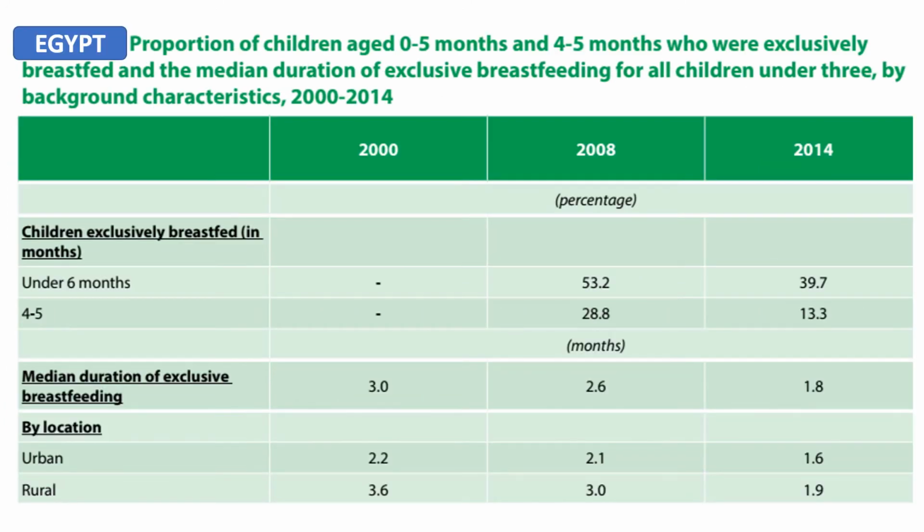Another statistic about Egypt tells us the proportion of children aged 0 to 5 months and 4 to 5 months who were exclusively breastfed. As we see, in 2008 the percentage was 53, and in 2014 the percentage was 39.7.